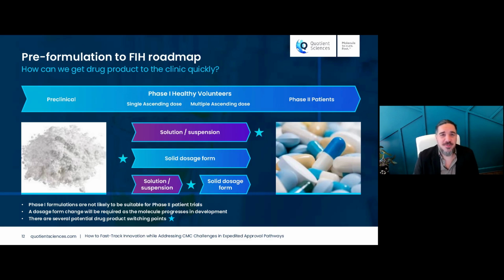And while there could be some potential timeline impacts on the front end, there's also some potential time impacts on the downside of this after you come out of your first in human, particularly if you're not getting the desired results and exposure that you're looking for.